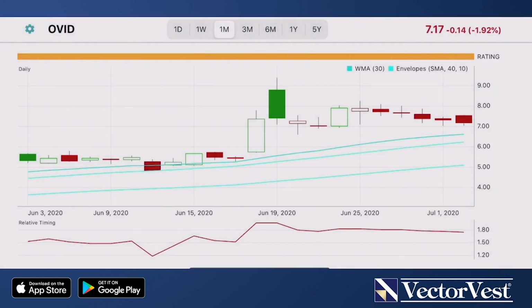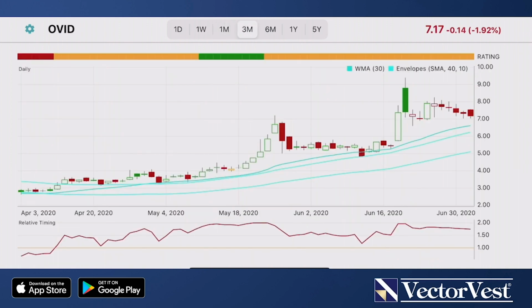If we take a look at the graph, right now we can see on a 1 month, you had a couple of days of up move, but overall the stock's pretty much flat here. Let's go 3 months.